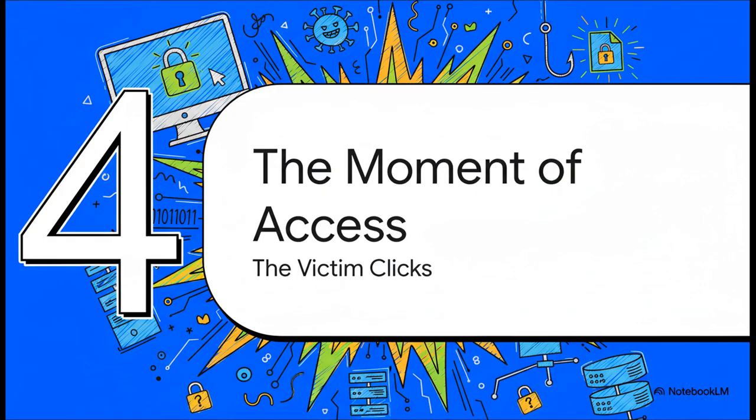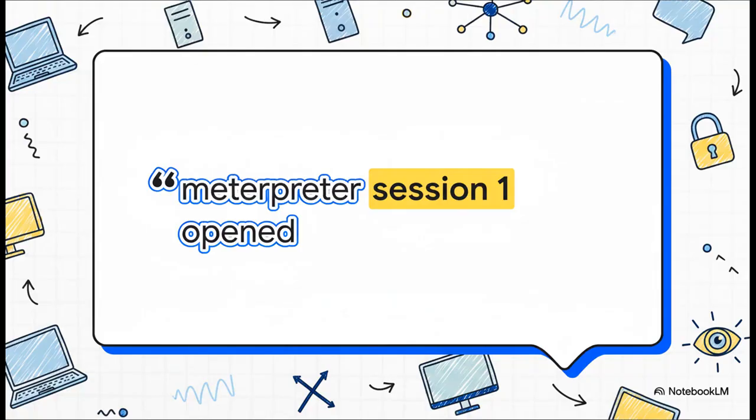The payload gets delivered to the victim, usually through some kind of social engineering. Maybe it's disguised as an invoice, a photo, or a critical software update. The attacker waits, and then it happens. The victim double-clicks the file. And boom! This is the climax. This single simple line of text appears on the attacker's screen. That's it. They're in. They now have a direct command line connection to the victim's machine.